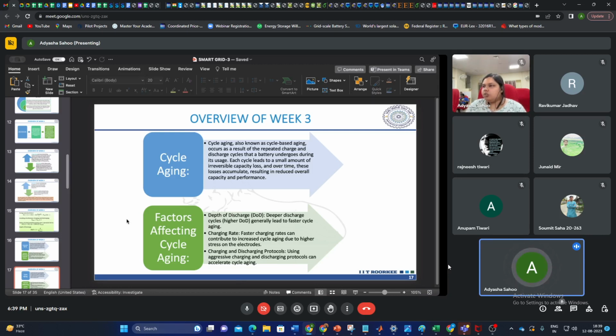Similarly, each battery has some protocols for charging and discharging, and they need to be followed. If you are not following these rules, then you may accelerate the aging of your batteries. So both calendar aging and cycle aging: calendar aging occurs over a long period and will happen whether you use the battery or not. But cycle aging will depend upon how you are utilizing the battery.